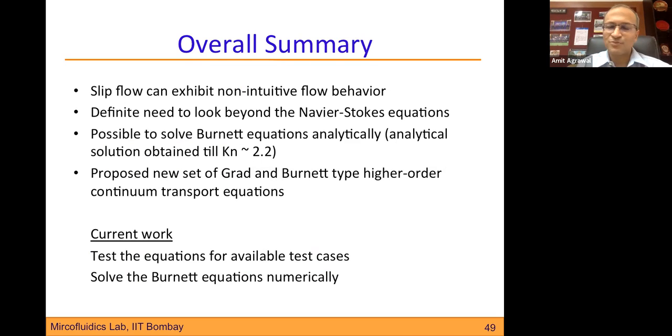So I think I have already gone over time. I will just summarize and say that in the first part, we tried to look at flows which exhibit very non-intuitive flow behavior. From there, we argued that there are flows in the slip and the transition regime which cannot be described by the Navier-Stokes equations, including some very simple problems of flow at the leading edge and over the flat plate. Then we showed that it is possible to solve these Burnett equations, which are a superset of Navier-Stokes equations, analytically. We showed that there's an iterative approach, which our group had proposed, and using that, we could obtain solutions as high as 2.2.